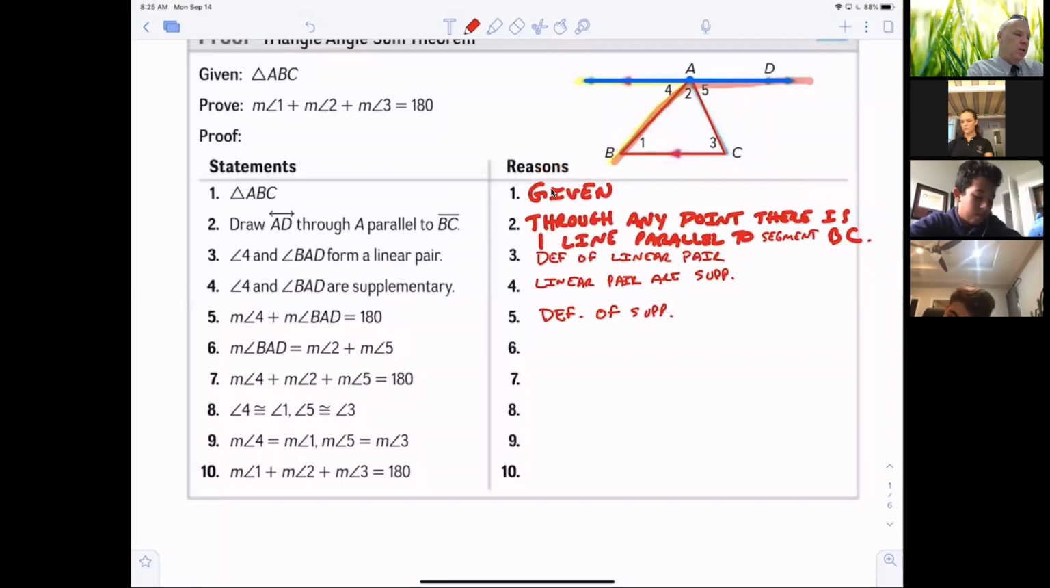Okay, so now let's look at this. I'm not sure what's going on with number 6, so let's highlight the measure of angle BAD. They're talking about this angle right here is equal to the measure of angle 2 plus the measure of angle 5. Who remembers what that was? The angle what? Yeah, thank you. Angle addition postulate. Thank you very much.